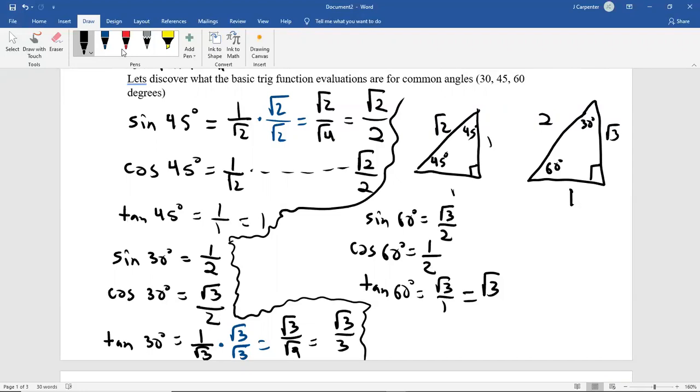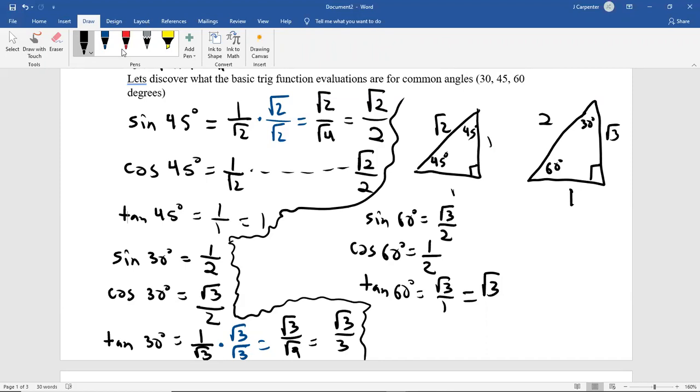Do this, then do it again, then do it again. Draw these triangles 50 times. Do these 9 evaluations 50 times. Whatever it is you have to do to get it stuck in your brain and ready to use over and over and over. And again, sure, you can blatantly memorize that sine of 45 is square root of 2 over 2. I never did it that way. I did exactly what you just saw me do.